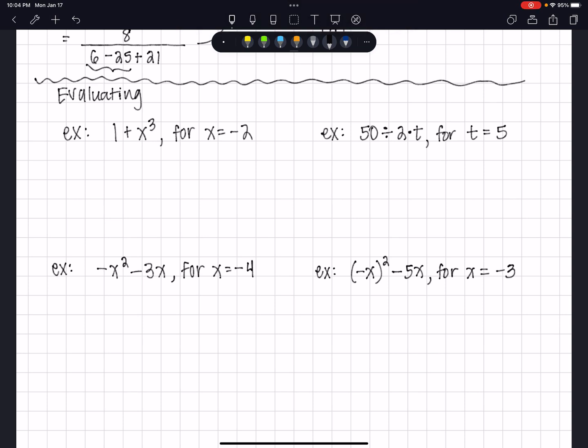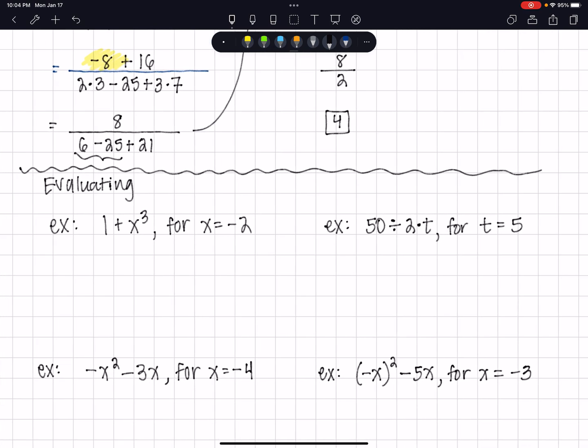When we evaluate, we are going to be substituting in a numerical value for a variable. So when it says evaluate, we're going to be able to come up with a numerical answer for our expression. Here we have 1 plus x cubed when x is -2. What that means is everywhere I see an x, I'm going to have to replace it with -2.